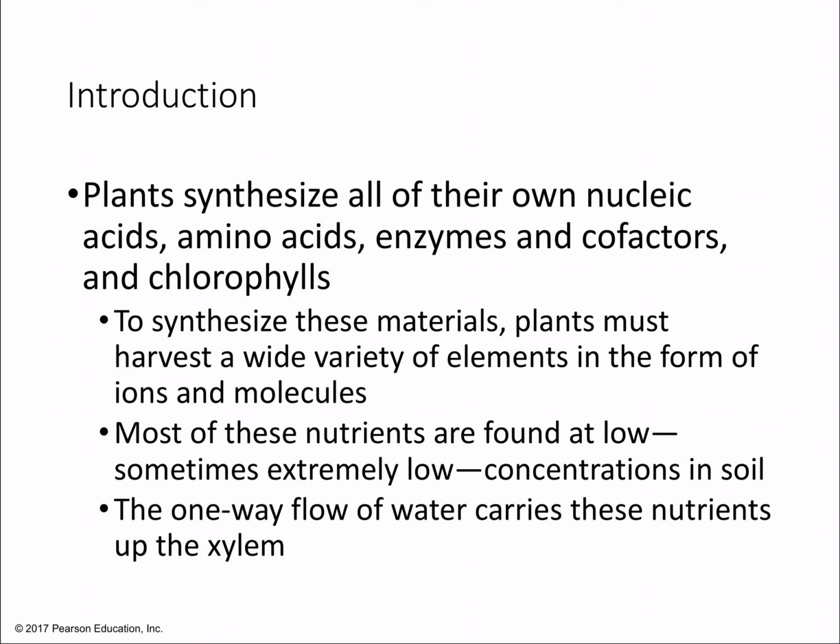In addition to just making glucose, which is carbon, hydrogen, oxygen strung together, they also need all the raw materials to make the nucleic acids, amino acids, enzymes, and all of these things. So, nucleic acids require phosphate and nitrogens. Amino acids require a wide range of nitrogens and different elements. So, they have to get these things from ions and molecules that are in the soil. Most of these nutrients are found at low and even really extremely low concentrations in the soils.